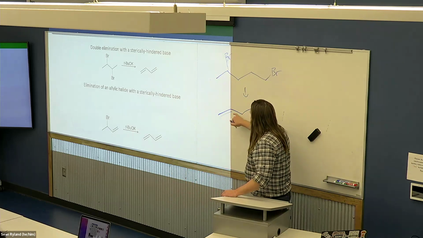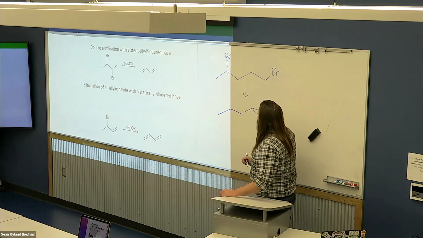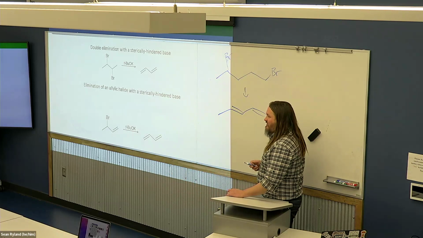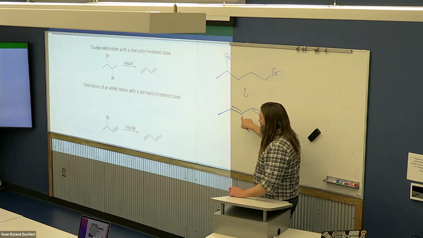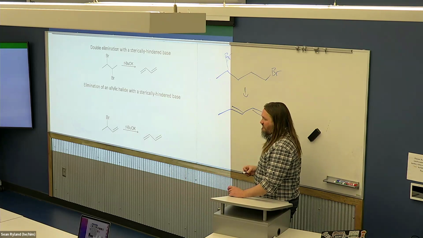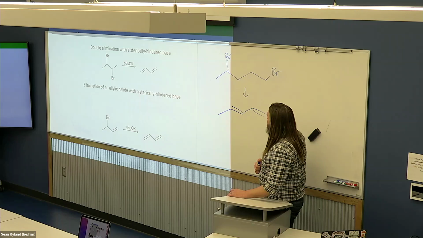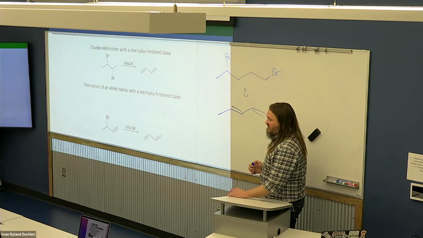However, because we get extra stability by having these two things be conjugated with each other, it'll actually preferentially make this molecule instead, even though that's not what we would expect based on Zaitsev's rule.